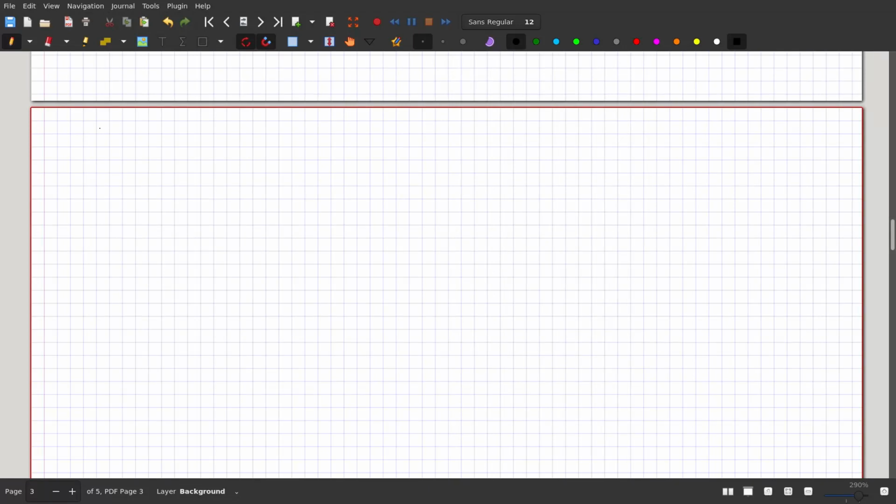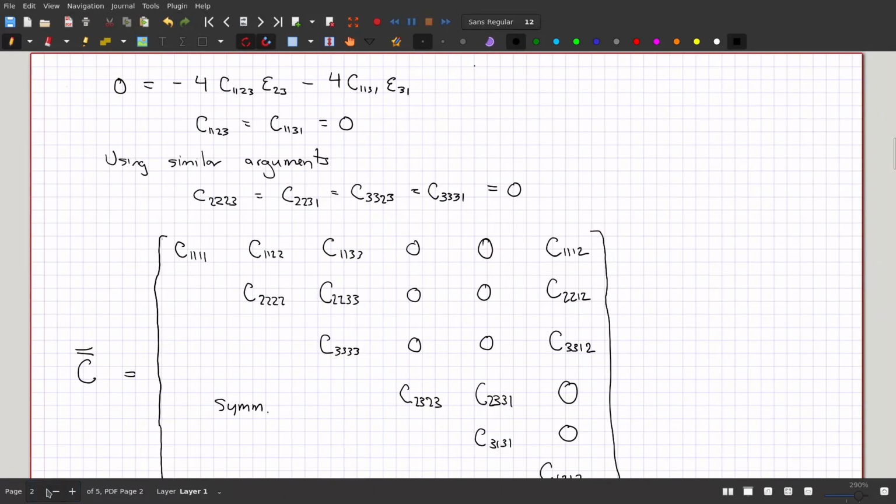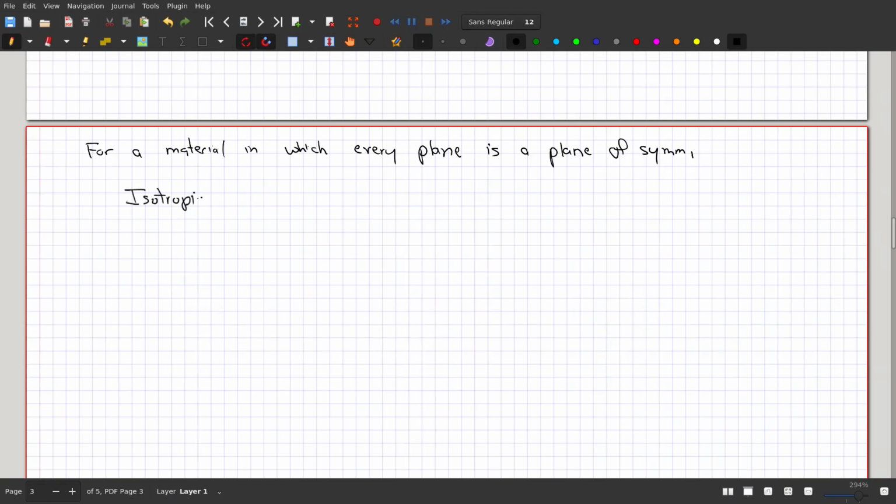All right, so for a material in which every plane is a plane of symmetry, we call that, what do we call that? Isotropic material.